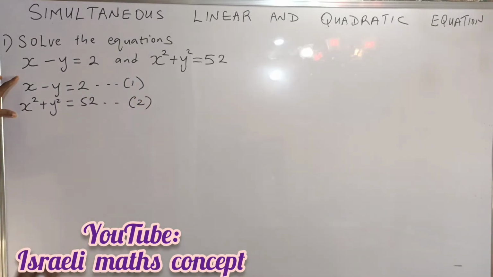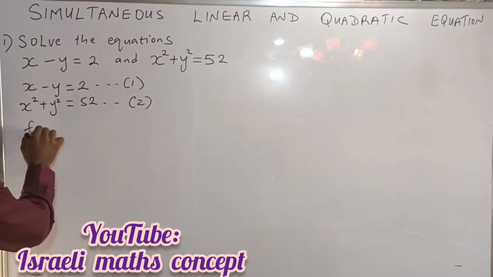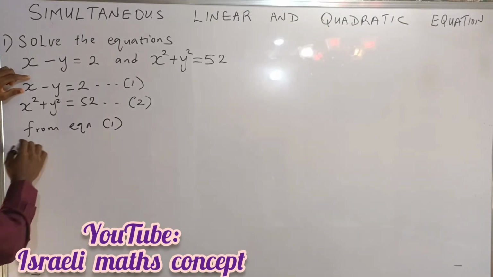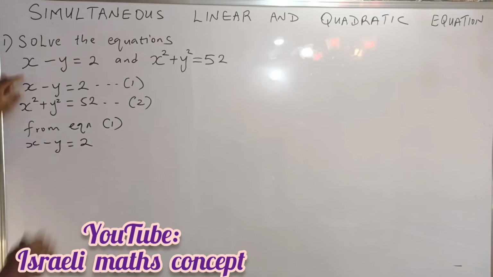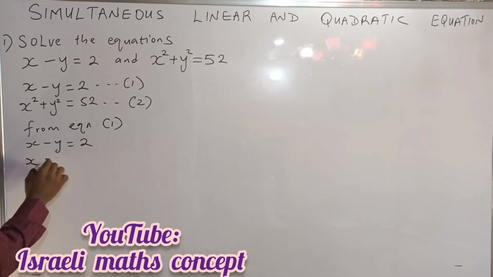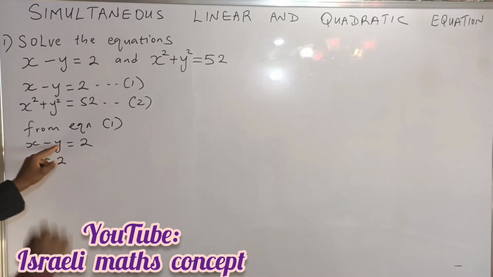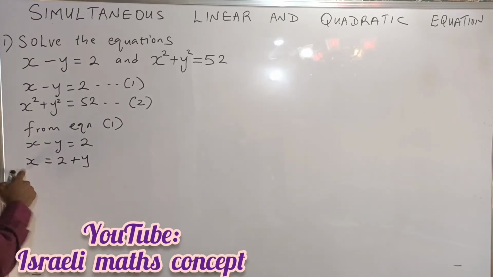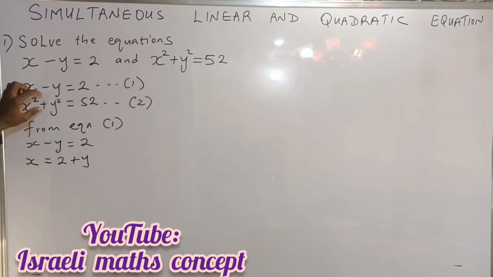Let's solve this pair of simultaneous linear and quadratic equations using the substitution method. Let's start from equation 1. From equation 1, and what does equation 1 state? x minus y is equal to 2. This is obviously equation 1. Let me make x the subject of this equation such that I have x is equal to 2. The negative y crossing to the right hand side of the equation will change its sign to positive y. Let me then substitute the value of x into equation 2.